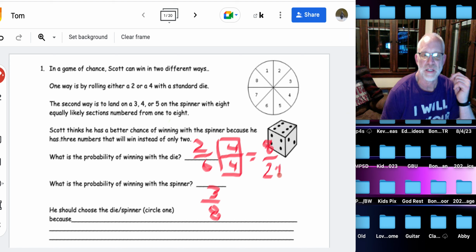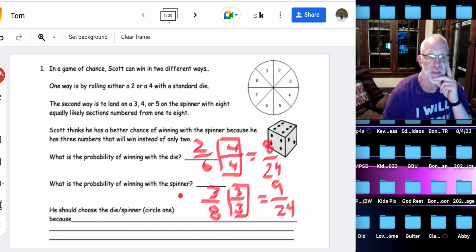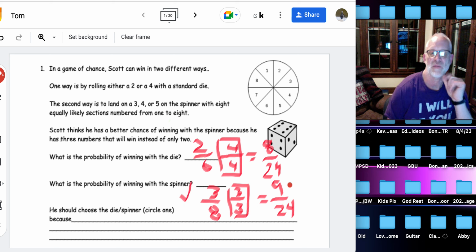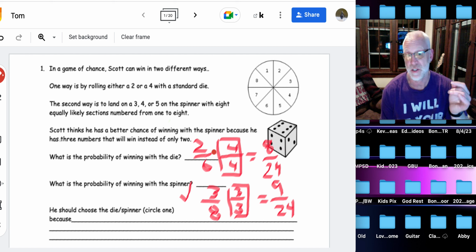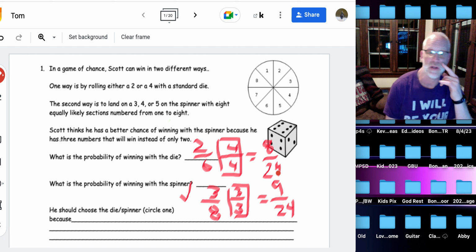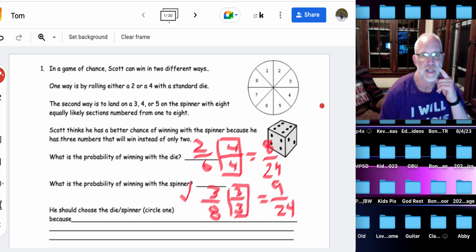And then they changed this one to 3 over 3. And then they made that 9 out of 24. So your chances of winning are better with the spinner, because if you compared them with the same denominator, the die 2 over 6 is the same as 8 over 24, and the spinner would be 9 out of 24.